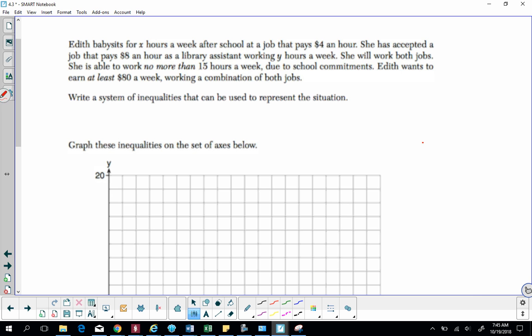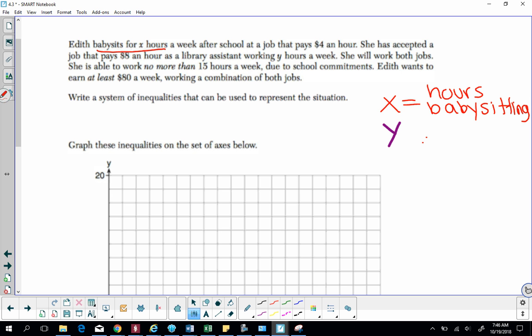Even if they don't give it to you, you're going to say, okay, I'm going to make x this and y that. But in here they give you x hours. What does x represent? Hours doing what? Babysitting. So the first thing you're going to do is identify that x stands for my hours babysitting. If they don't give you x and y, whatever comes first in the situation is what you're going to put for x, and whatever comes second is what you're going to put for y. So first thing, identify your x and y.